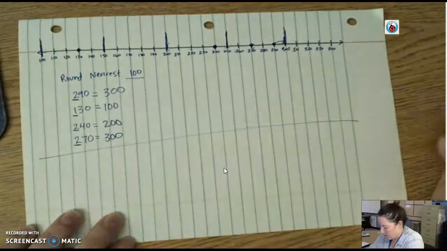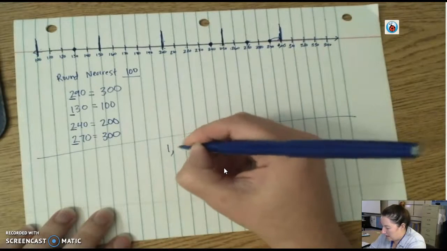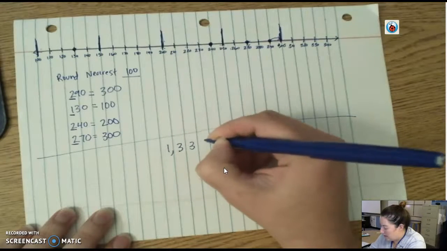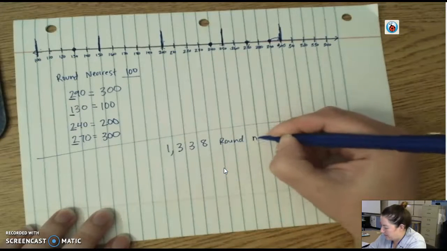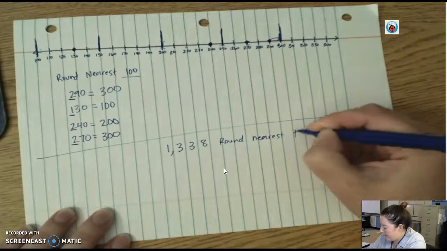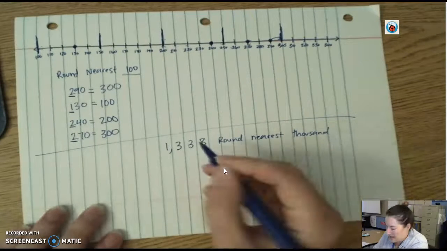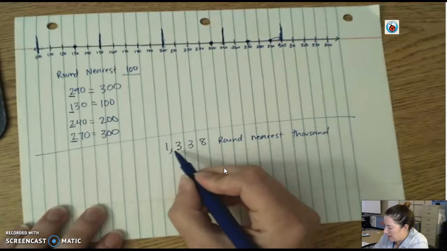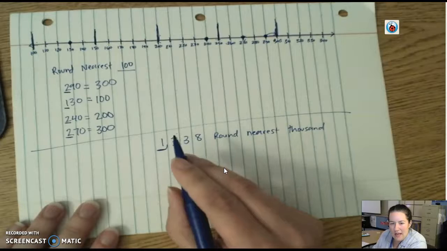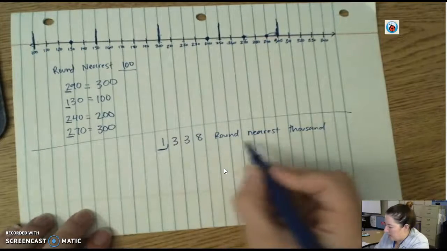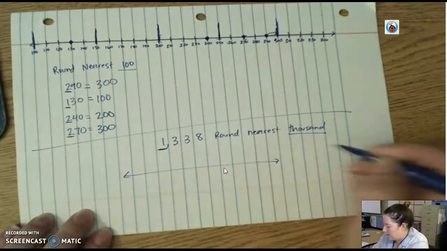So I'm going to kind of just draw a line down here. So let's say you have the number 1,338, and we want to round this to the nearest thousand. Well, I need to know which place value is the thousands, so I know this is ones, tens, hundreds, thousands. So this is the place value I want to round to. And I want to think of a number line, but now I want to think about it in the thousands. So I'm just going to draw a quick one. It doesn't have to be super pretty.